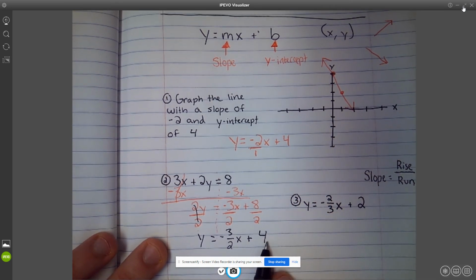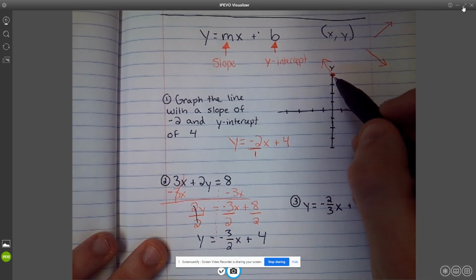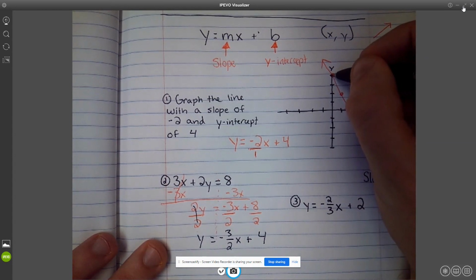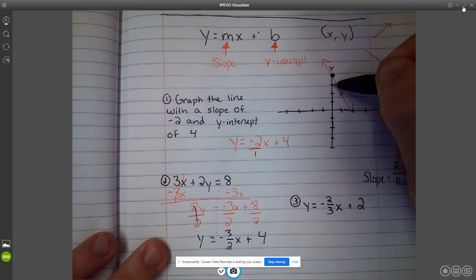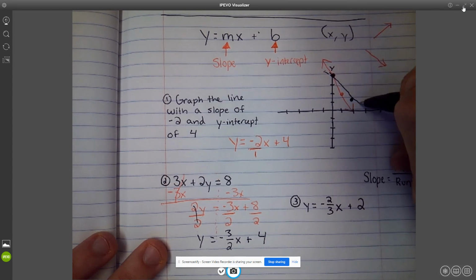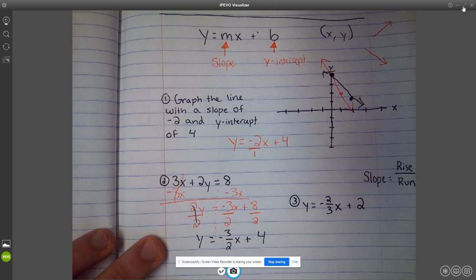So again, if I wanted to graph this, it would go through right here at 4. I'm actually going to. And we would go down -3, 1, 2, 3 over 1, 2. And that would be that one. Okay.